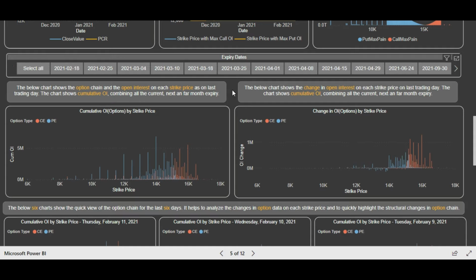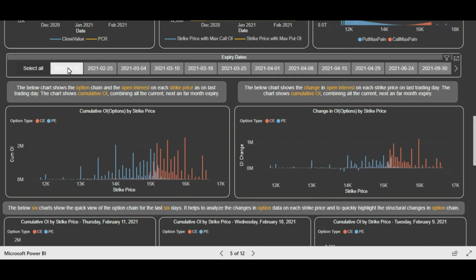But suppose you want to see the open interest of one particular expiry, suppose the current expiry. The current expiry will expire on 18th of February. So you can select this particular date, you can just click on this date and the data will get filtered accordingly. Okay, so now you can see that the data has got filtered for this particular expiry only.